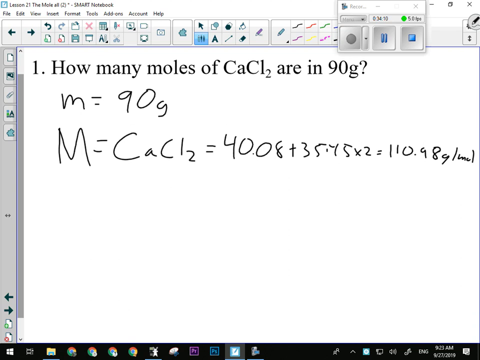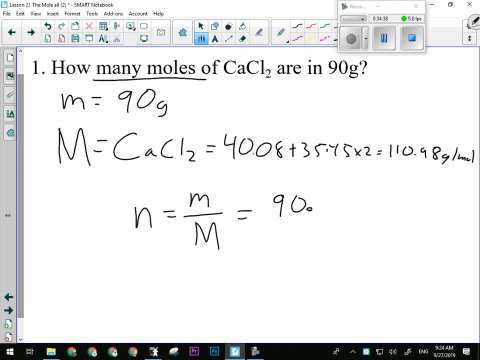I like that. Okay, so I've got these 2 things, and the question wants me to calculate the number of moles, which is N. So I don't even have to manipulate the formula on this one. It's already set up to solve for number of moles, and I have the 2 parts that I need. Okay, so all I have to do is plug in the numbers, 90 for little m and 110.98 for big M.